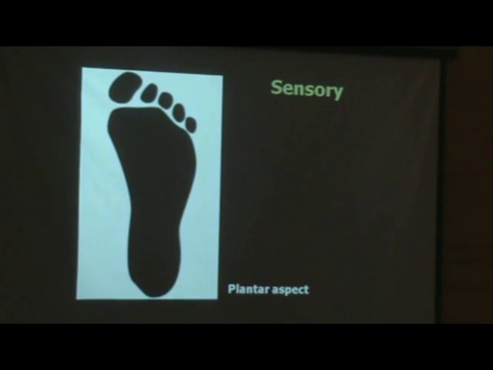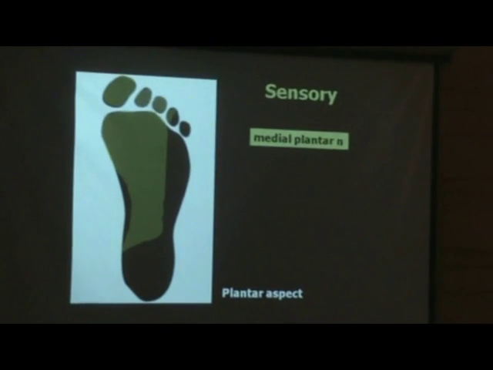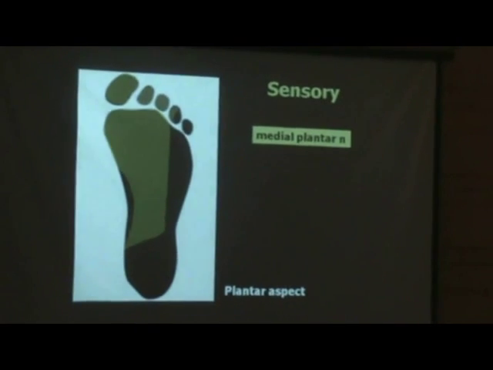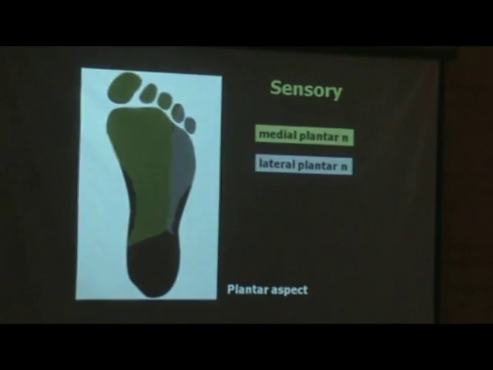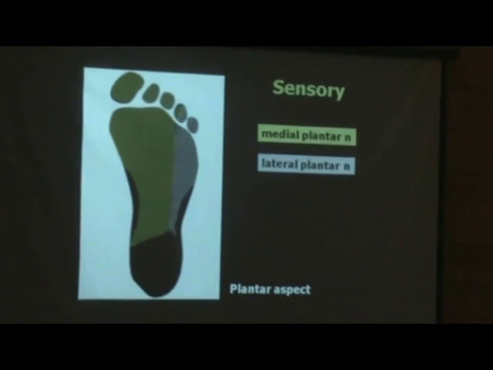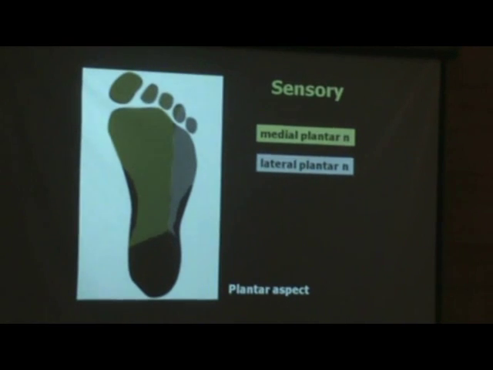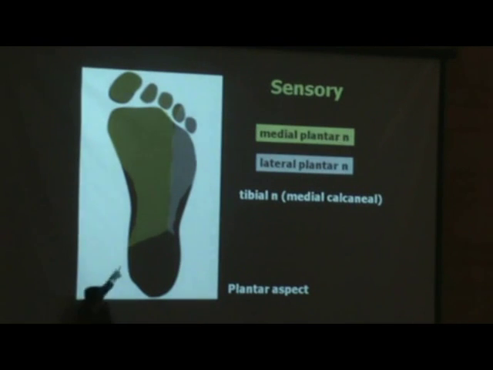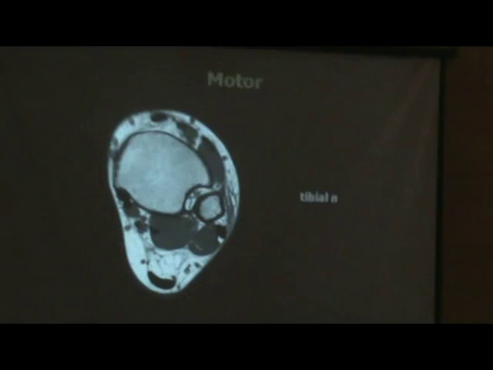So this is the plantar aspect of the foot. So the medial plantar nerve will take care of this whole area medially of the plantar aspect of the foot, as you can see in yellow. The lateral plantar nerve will take care of the rest, mainly the lateral aspect of the plantar aspect of the foot. Let's see, yes, it's not displaying well. I'm sorry for that because it should be red. So this whole area here is innervated by the medial calcaneal nerve, which is a branch of the tibial nerve.